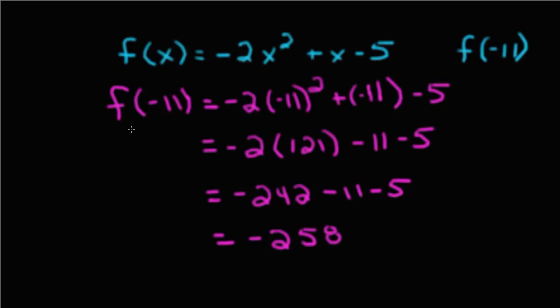So the value of this function at negative 11 is negative 258. It's as simple as that. Really, when you're given a function equation and asked to evaluate it at a certain value, that's all you have to do.